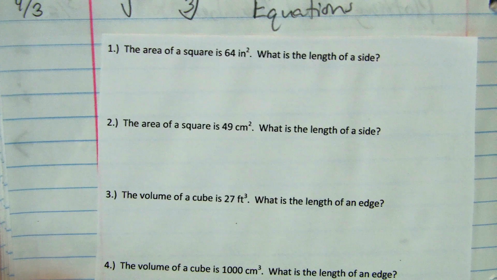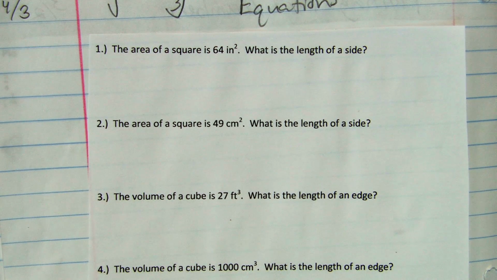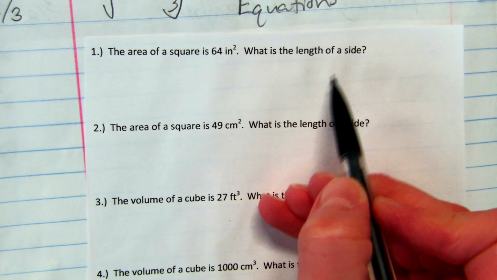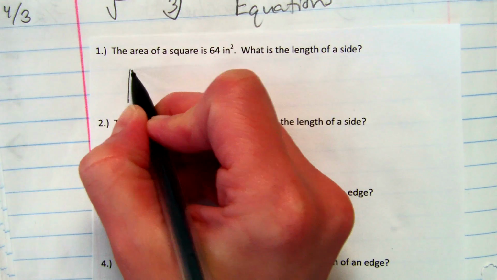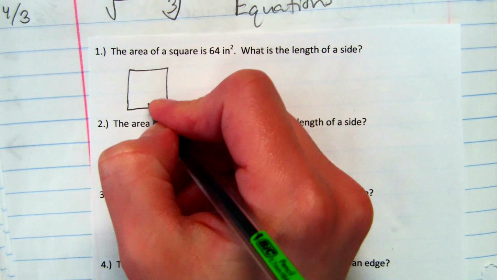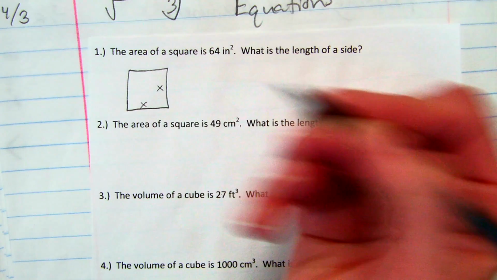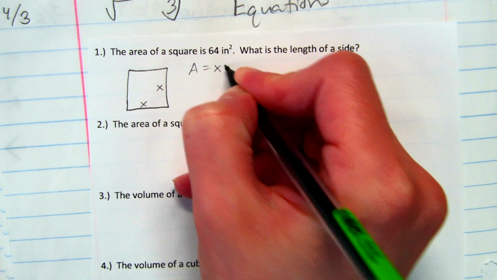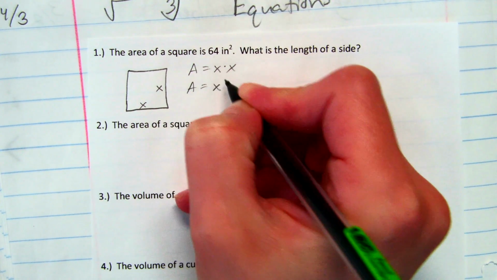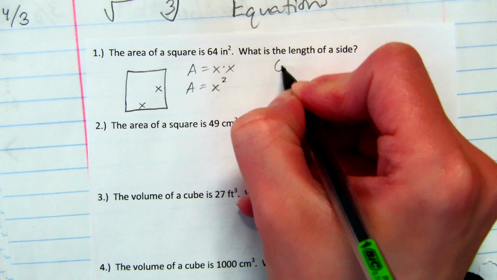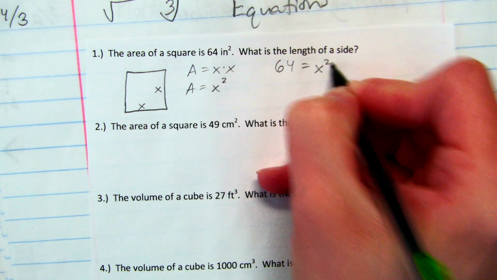Okay, so let's go to the other page and just look really quickly at some applications. So the area of a square is 64 inches squared. What is the length of a side? So the thing we know about squares is that the sides are all the same. That means the length is x and the width is x, which means that the area, since we just do length times width, is x times x, which is x squared. And then we also know that that's 64. So we could think of it as 64 is x squared.